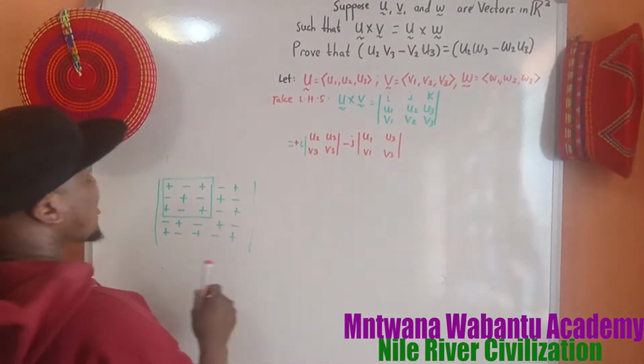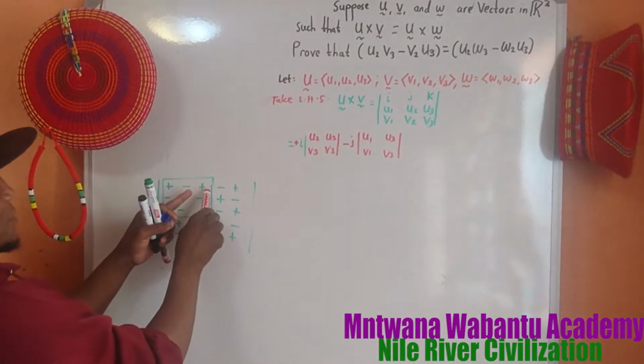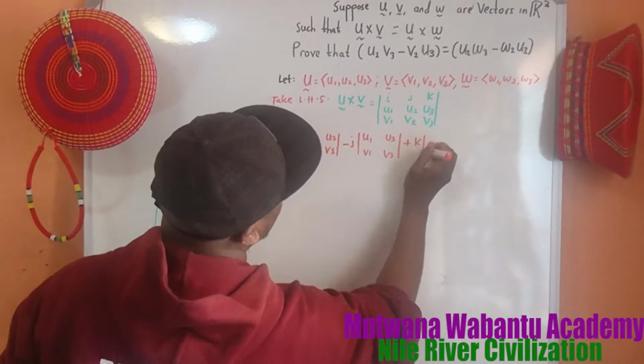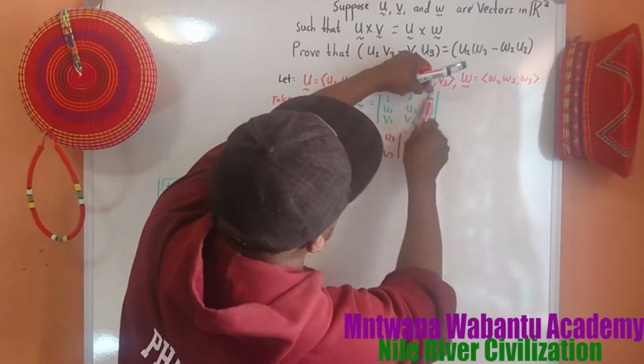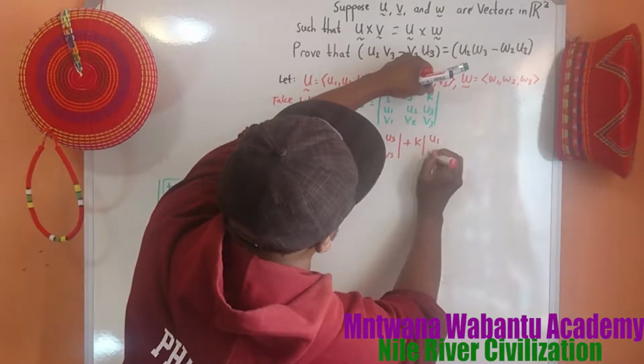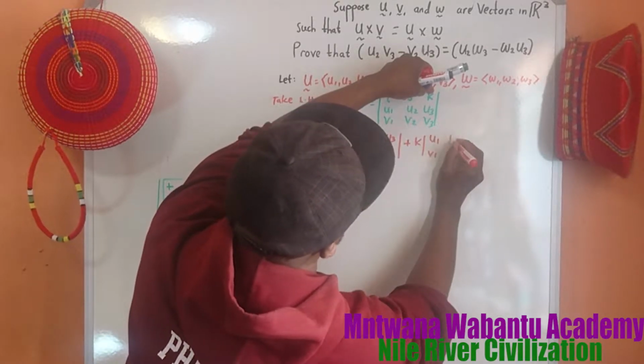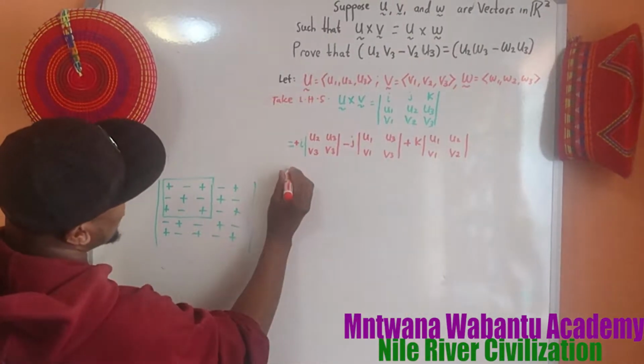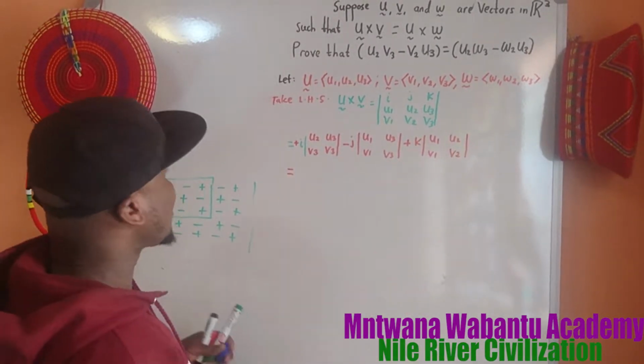Now we go for the last one, which is going to be positive here. This will be positive, but the result is K. So since this is K, it means I don't need this, I don't need this. So we're going to have it U1, V1, U2, V2. Okay, so now let's continue. So now let's finish.